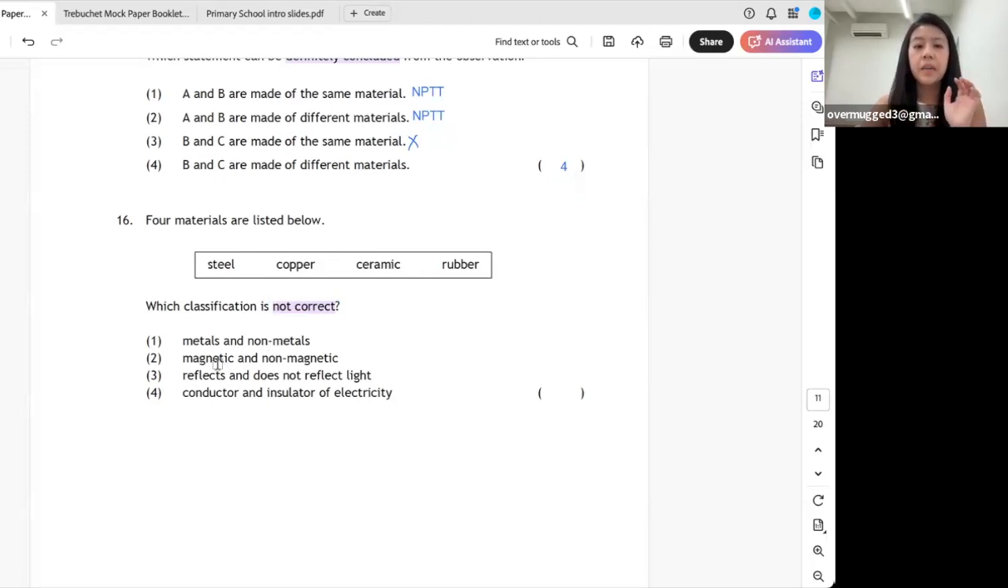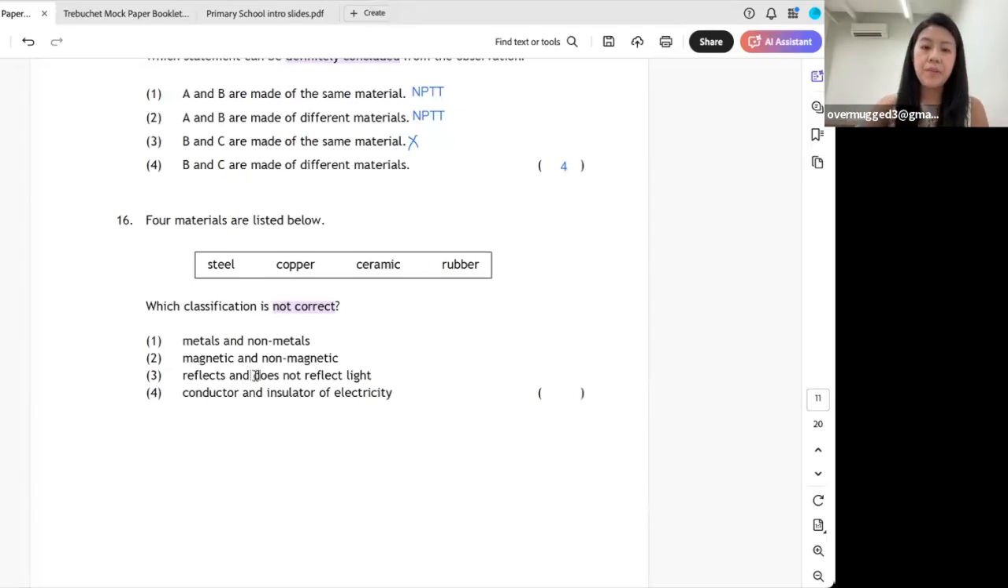All right. Now, how about magnetic and non-magnetic? The only magnetic material here is steel. So I can classify steel into magnetic, and copper, ceramic, rubber into non-magnetic. So again, I can use this option 2 to classify these materials into 2 groups.